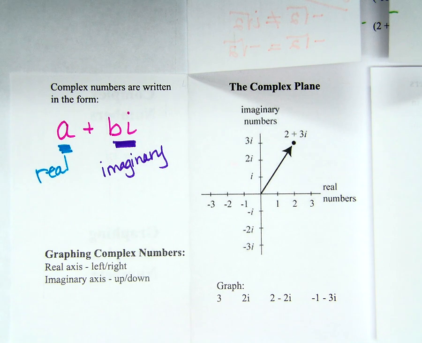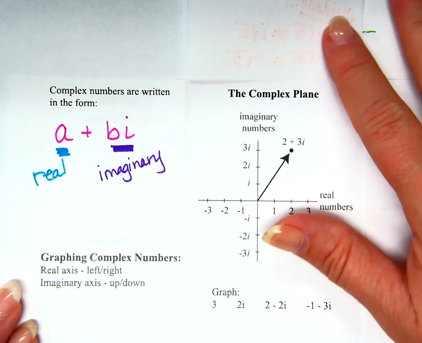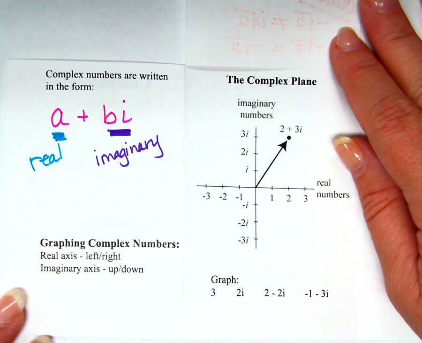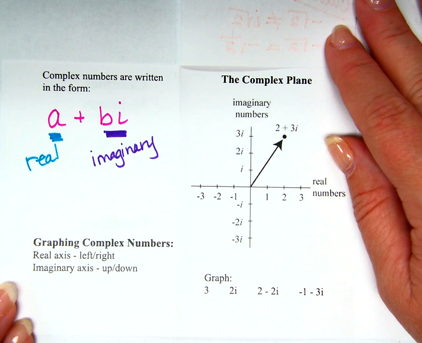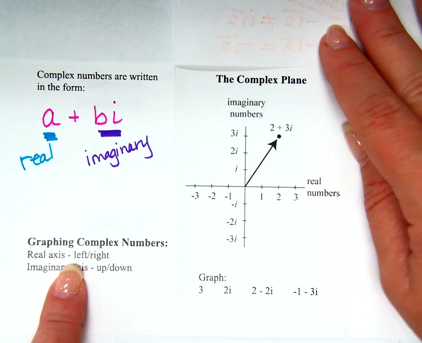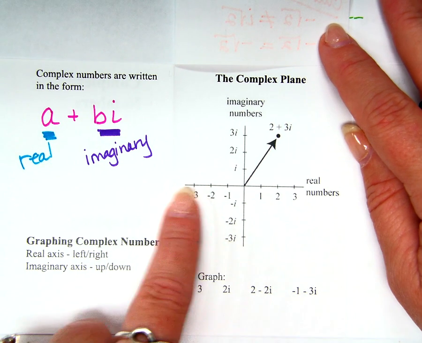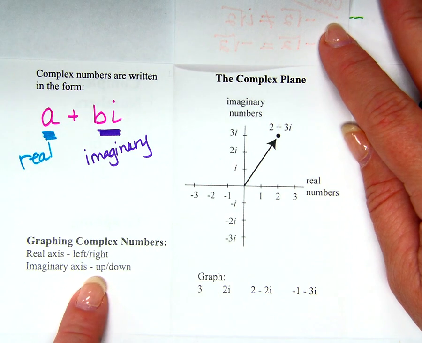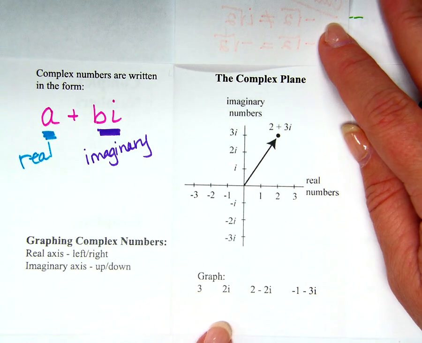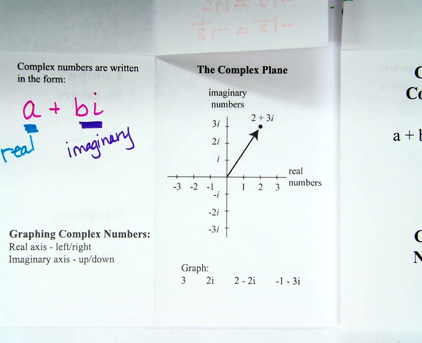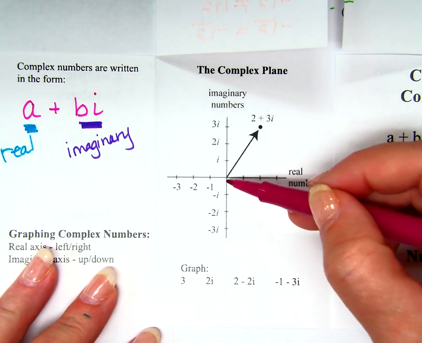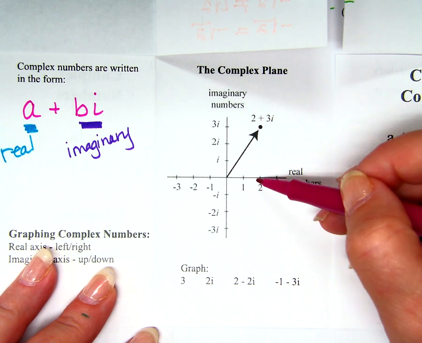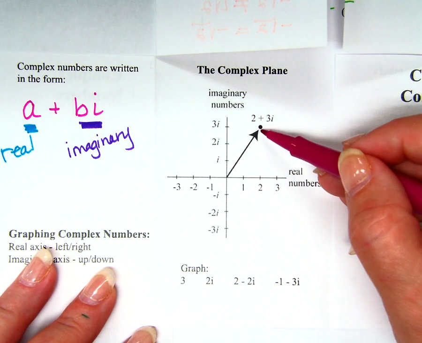Got it? Now we can graph complex numbers on the complex plane. Again, just because it says complex doesn't mean it's hard, does it? Okay? The real axis goes left and right, just like the axis that you're used to being here, which is what? X-axis. The imaginary axis goes up and down, just like you're used to what axis? The y-axis. So if I'm plotting the point 2 plus 3i, I go over 2 on the real axis, because that's the real part, and then I go up 3, so 3i on the imaginary part.